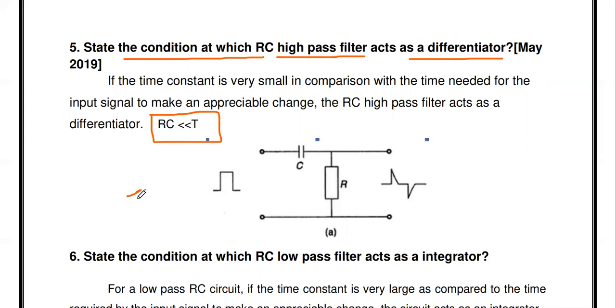The time constant tau value is RC. So the RC value should be very small when compared to T. At that time, this high pass RC circuit will work as a differentiator. So you see, if the time constant is very small in comparison with the time period of the input signal, the RC high pass filter acts as a differentiator.